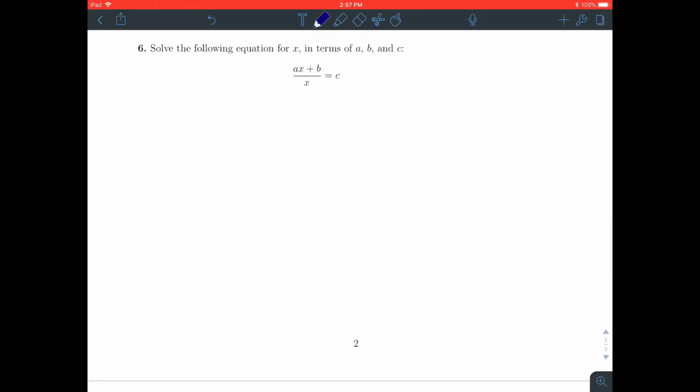All right, problem 6 looks crazy. To solve for x here, whoa. It looks like it's going to be impossible to solve for x with x in the denominator. So why don't we multiply by x on both sides of the equation to pop it out of the denominator? That gives us ax plus b equals cx.